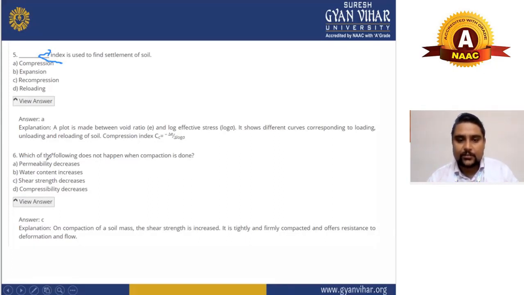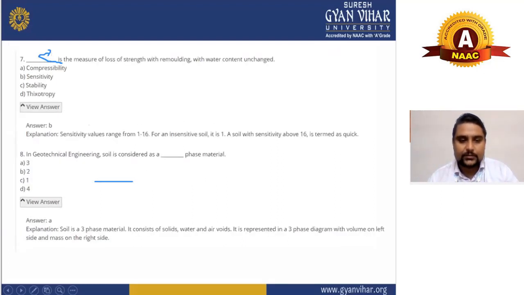Which of the following does not happen when compaction is done? And I think we have done this question. Your right answer here will be C. Shear strength will increase, it will not decrease. And come on to the next question.